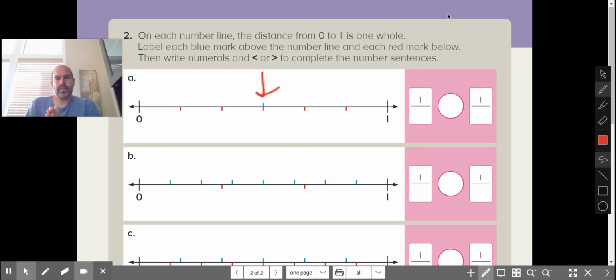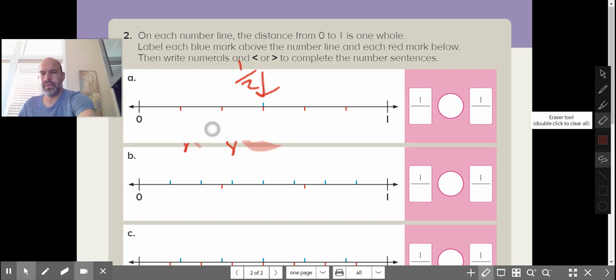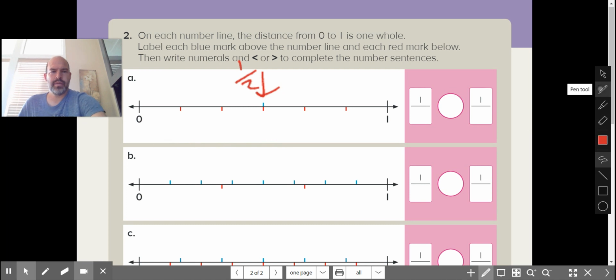Okay, so let's do A together real quick. So this would be 1/2, all right, at that blue mark, right? And then this would be 1/8, 2/8. Oops, sorry, 6. I'm sorry, my bad. I didn't count that very carefully. Oops, oh boy. Sorry about that. Let me clean that up for you guys.